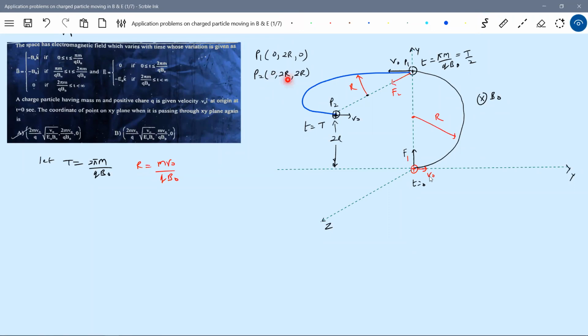I'm showing the coordinates. Now the electrostatic field will come into the picture. The electrostatic force will act in this direction. So the particle will deviate and go and touch the XY plane. So what is the height it should descend? 2r.